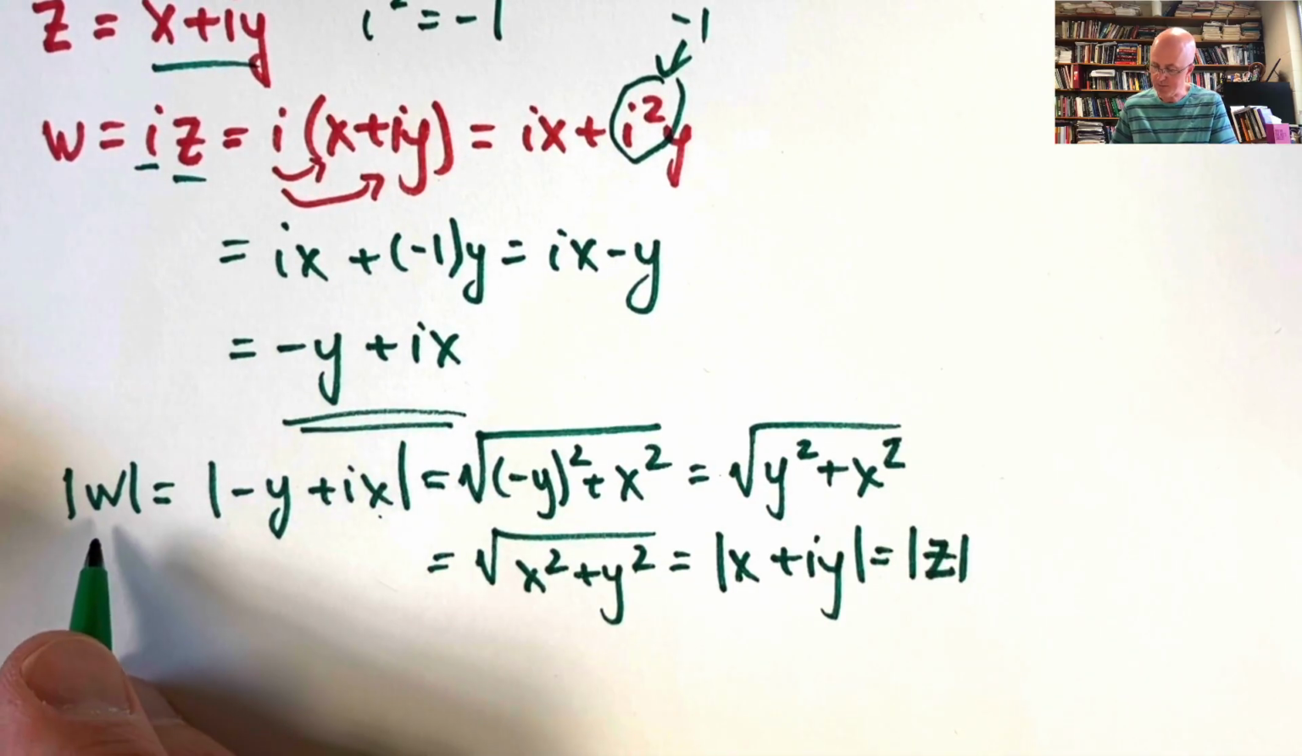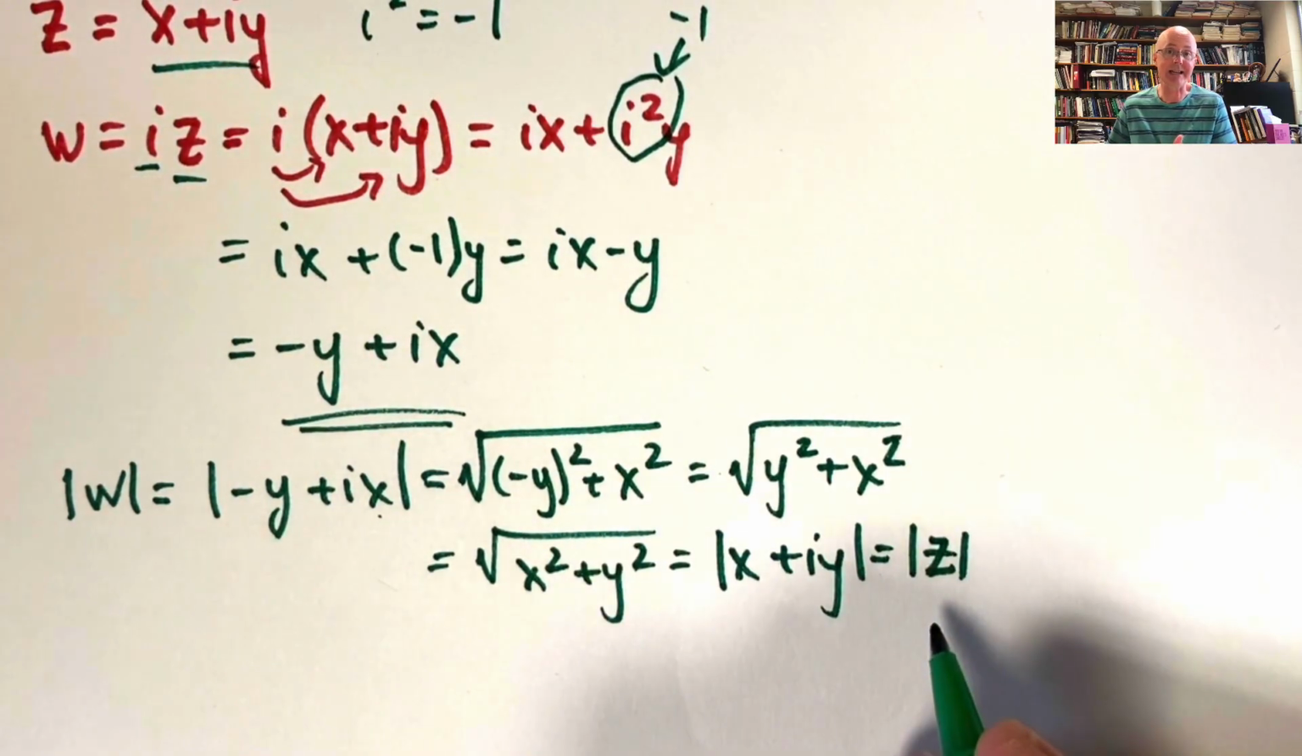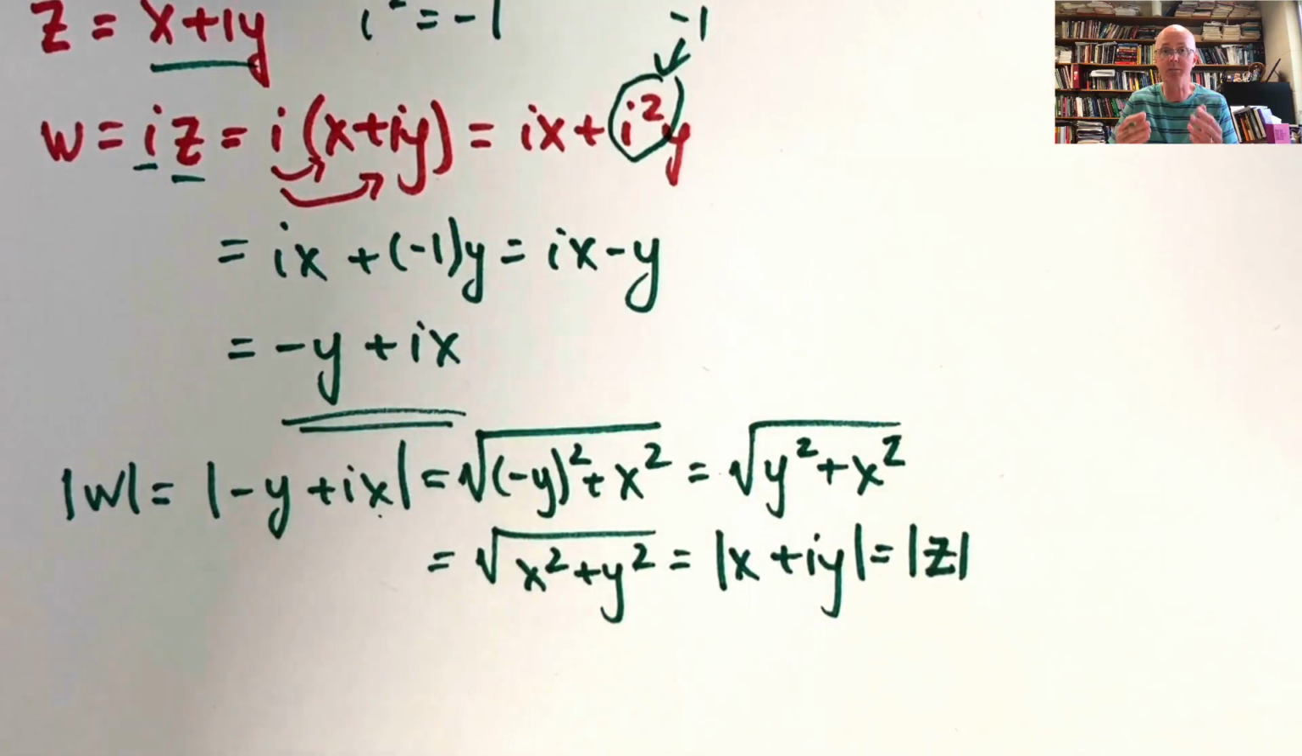So w, which again is i times z, has the same modulus as z does. It's the same distance to the origin as a point. As vectors, these two arrows have the same length. That's one important geometric property to realize. There's another very important geometric property to realize that we will see as we study an example next.